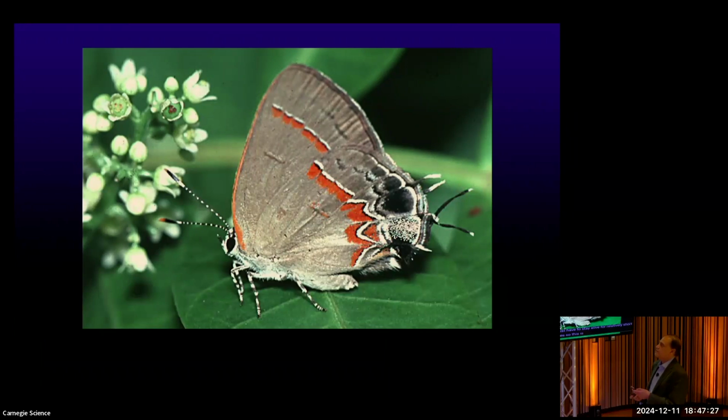So this is an example of a butterfly that uses a pattern to deflect attack. You can see this is the head, but this is essentially a fake head. When the butterfly sits down, it holds its antennae still, or it bends them down so they look like legs, and then it twitches the back wing.